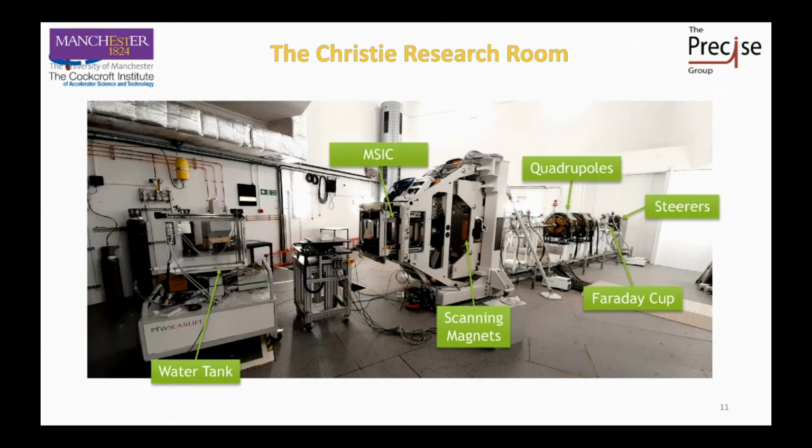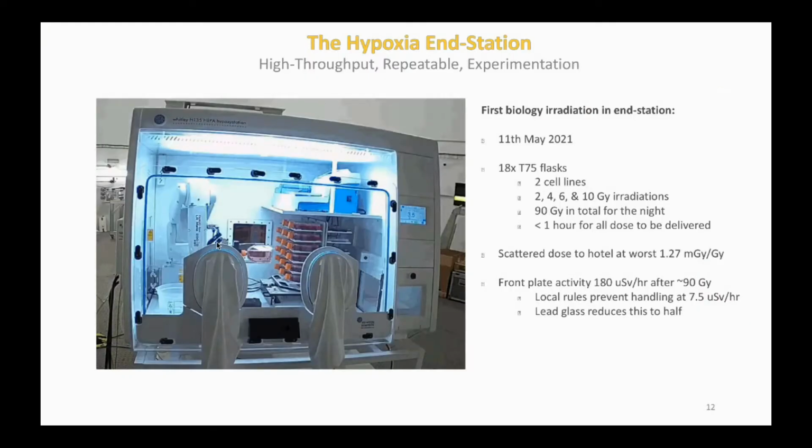This is a picture of what it actually looks like. This is the clinical nozzle. This is an end station that we used for doing a pan-European radiobiology experiment, and this is the water tank at the end, which stops the beam. Just a quick showing of the hypoxia end station that we've developed with John Whitley, which my colleagues will talk to you about in more detail.